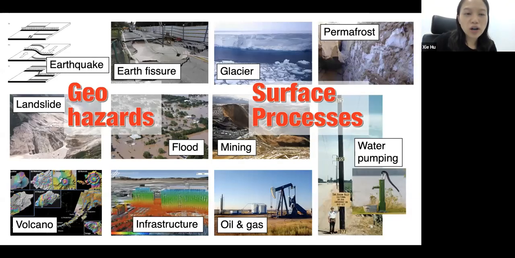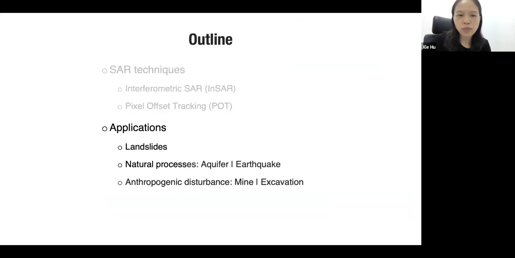Just to give it a thought, there are numerous geohazards and surface processes associated with ground deformation or land cover changes or alterations, and SAR remote sensing has wide applications. Today I will cover a few case studies with a focus on landslides. After landslides, I will also show some case studies on natural and anthropogenic processes, but more in the gallery style.